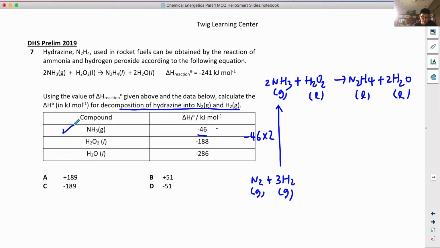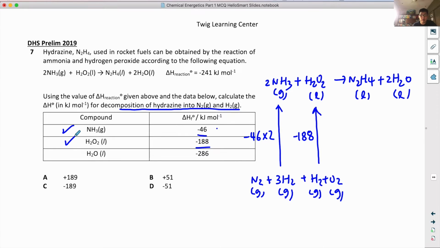I'm going to form H2O2. H2O2 is this one here. To form H2O2 is hydrogen gas plus O2 gas. You're forming 1 mole of H2O2, so this would be minus 188. You see that? So I'm going to put a tick here.